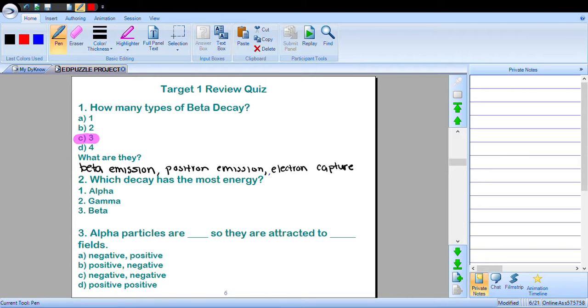Alright, question number 2. Which decay has the most energy? The correct answer is 2, gamma. Alphas have the least and gammas have the most.